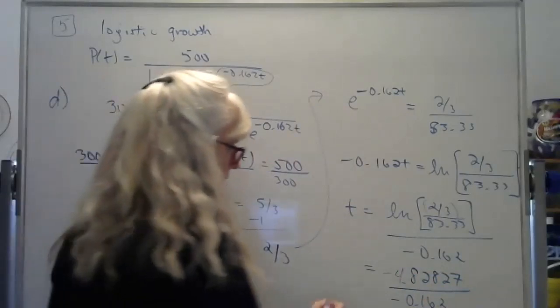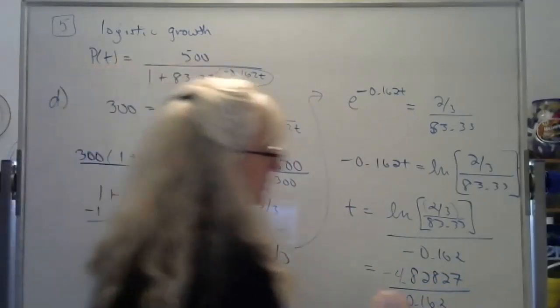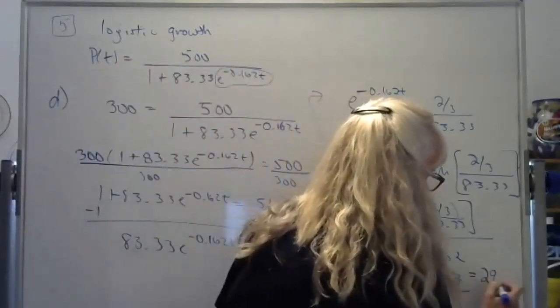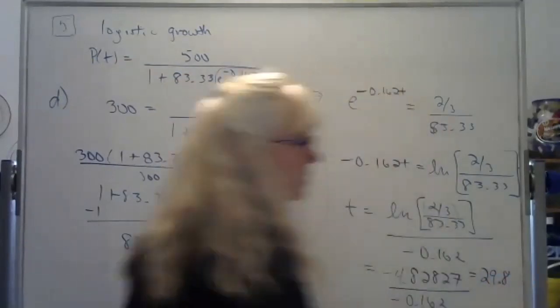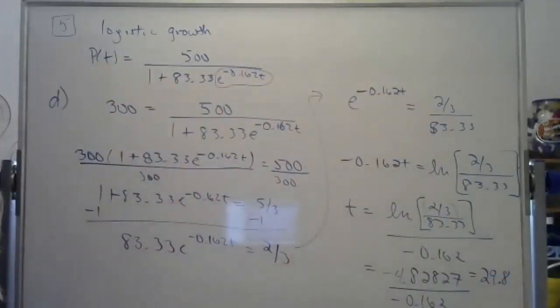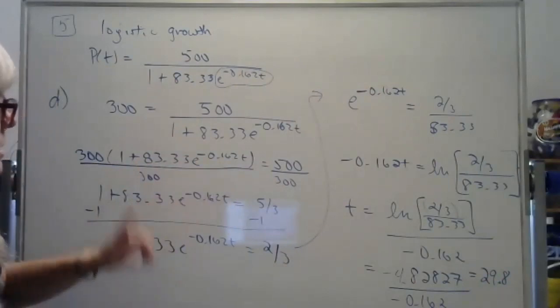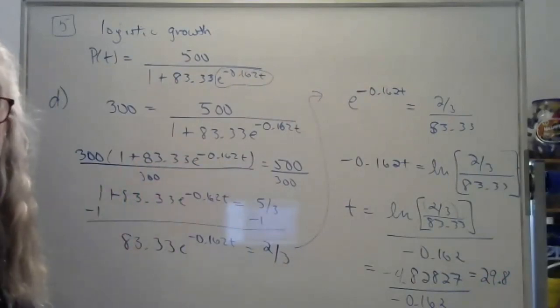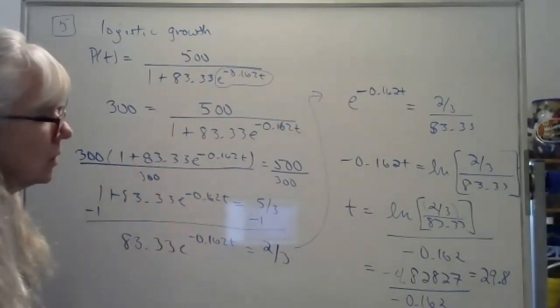So I get 29.8, and I'm a little low on the board. Go over here. So it's going to take almost 30 years for the population of eagles to go from the 6 that we transplanted to 300. So almost 30 years. That's a long time to be tracking those eagles.